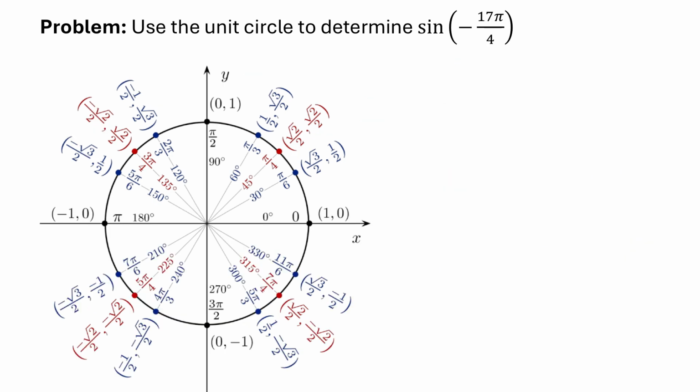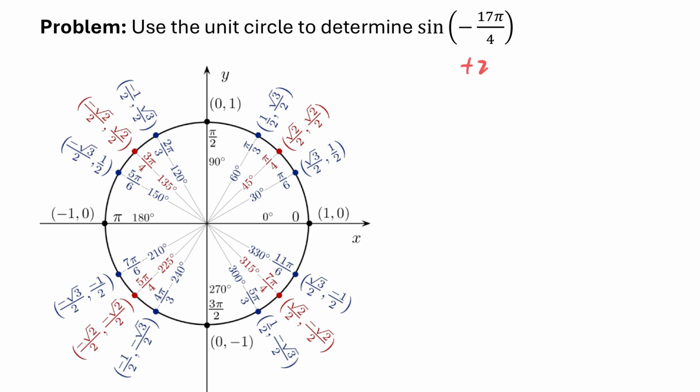All right, let's try this question, but in radians. So we have sine of negative 17 pi over 4. Again, if you look at those radian measures, none of them are 17 pi over 4, and certainly none of them are negative. So you're going to need to find the principal angle. Pause the video and give it a try.